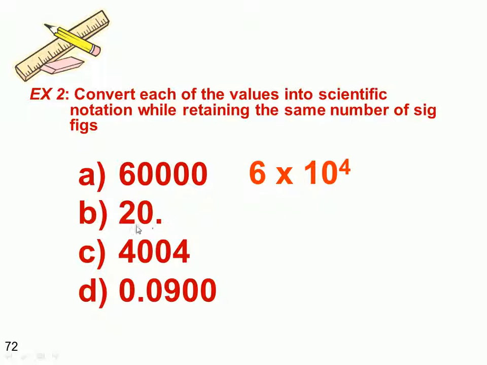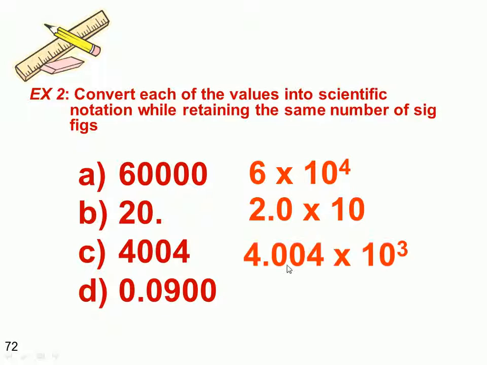For letter B, I see 2 sig figs, and I want to make sure my scientific notation value has 2 sig figs as well. I move the decimal place from here to here. And when I do that, I have a positive exponent because this original value is greater than 1. And in this case, I can put times 10 or times 10 to the first power. Either answer is acceptable.